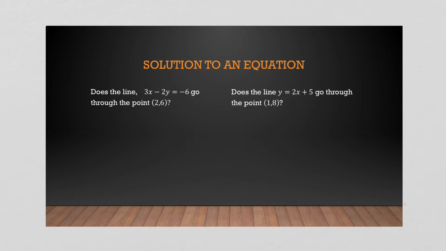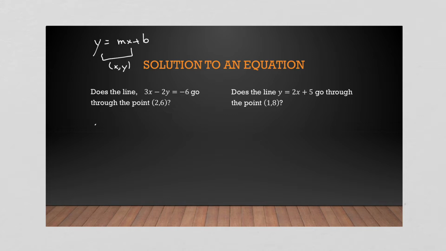Before we get to the graphing, what this comes back to again is: is a point a solution to an equation? If you remember this from grade 9, we primarily used slope-intercept form. If we were given an equation, we plugged in an x and y value, and the equation had to stay equal. That meant the point was a solution to that equation. So let's just look at that one more time.